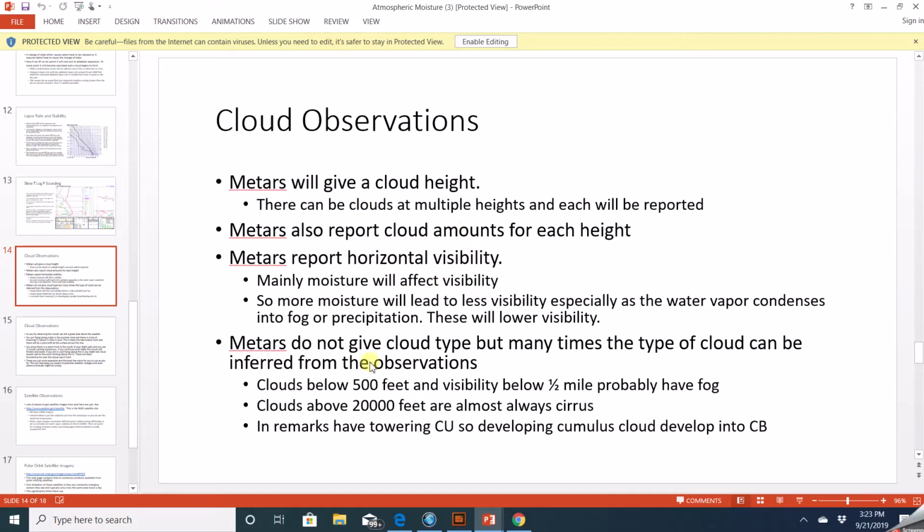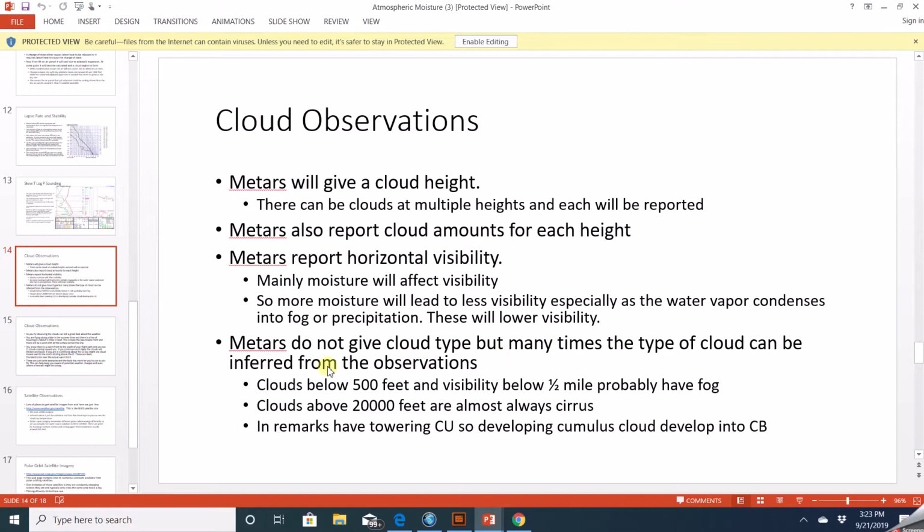So METARs will give you the cloud height. They're measuring the base of the cloud, the bottom part of the clouds. And they'll also report the amount of the cloud at each height. They basically also report a horizontal visibility, so how far you can see. Moisture, precipitation, fog, all of those impact this horizontal visibility. But METARs don't give the cloud type anymore.